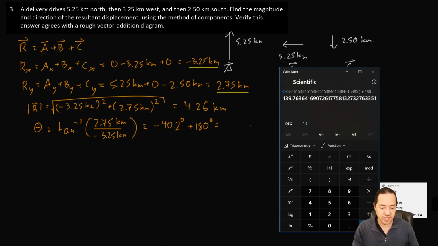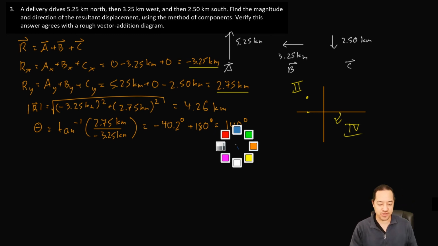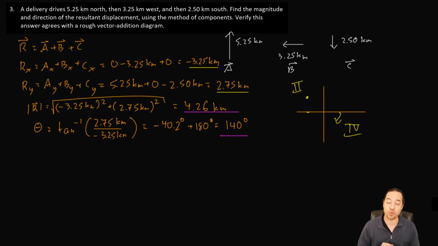which gives us 139.7 degrees. Let's just round it up and say it's 140 degrees. Okay, now 140 degrees is going to be in quadrant 2, right? More than 90, less than 180. Great. Okay, so this is our result. We have our magnitude and we have our direction.